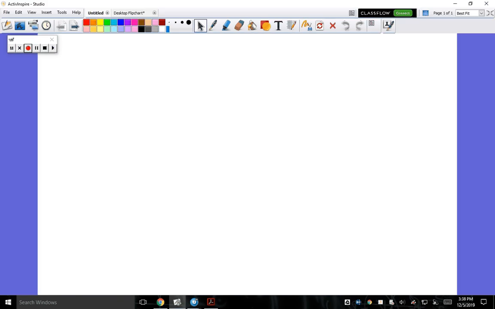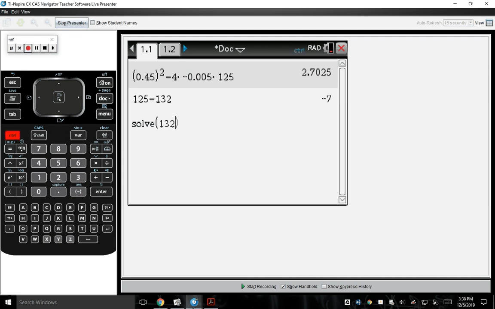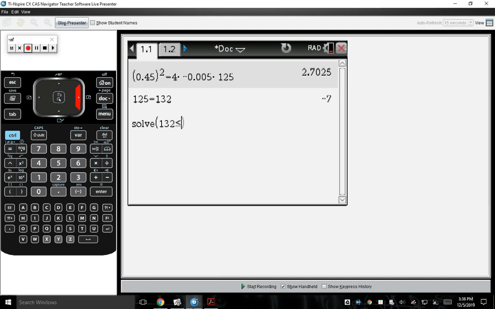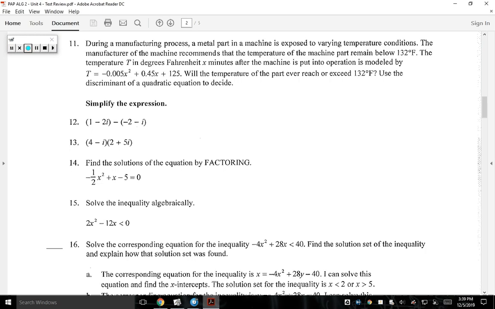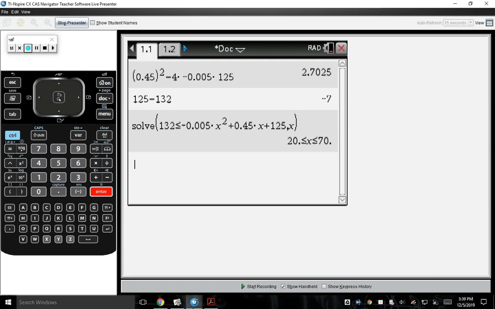So we're going to put 132, as it originally was shown, then control equals, less than or equal to all of that other piece that we had. The other piece was negative 0.005x squared, and then plus 0.45x, right? And then 125. And then comma x, and there's where your answers would be. The answers look like they would lie between 20 and 70.